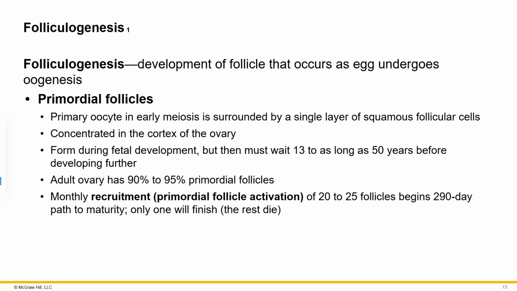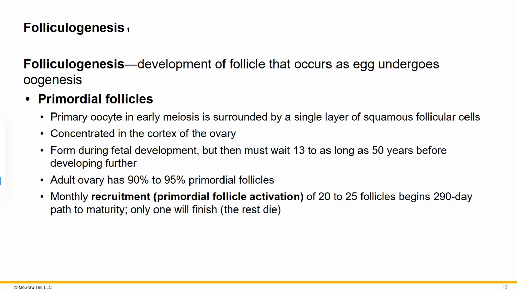So folliculogenesis, genesis is the creation of something, folliculo is referring to the follicle. So it's important to distinguish the follicle from the egg. The follicle is just the case inside of the ovary that holds the egg, while the egg is the ovum or oocyte that we've been talking about. So the follicle develops around the egg. And the development of the follicle occurs as the egg undergoes oogenesis.